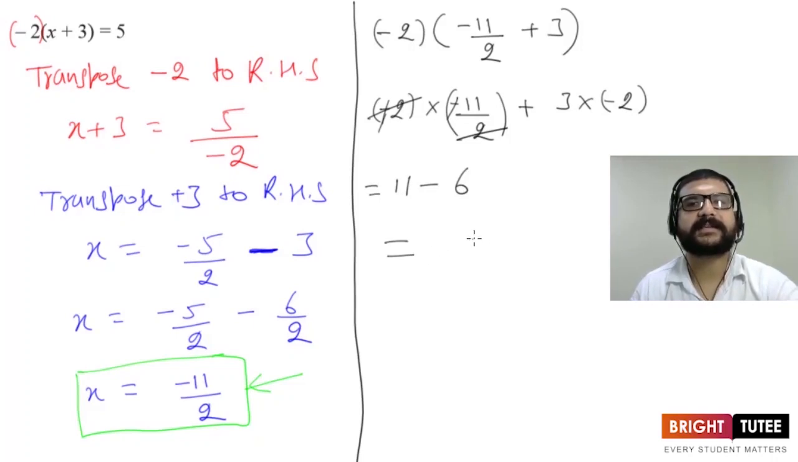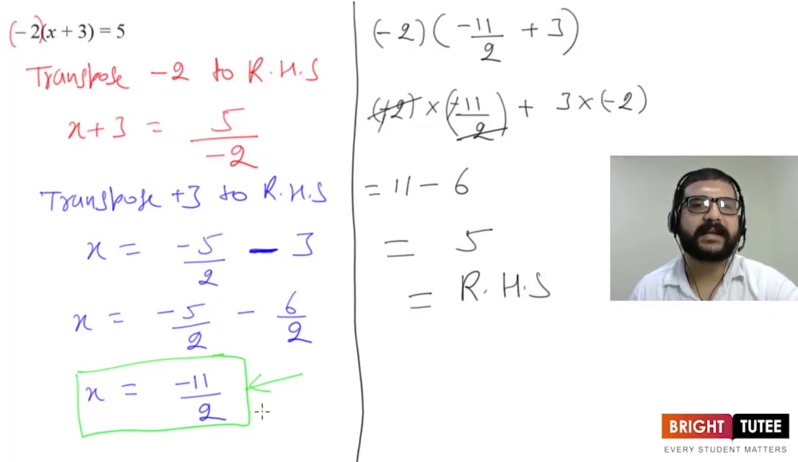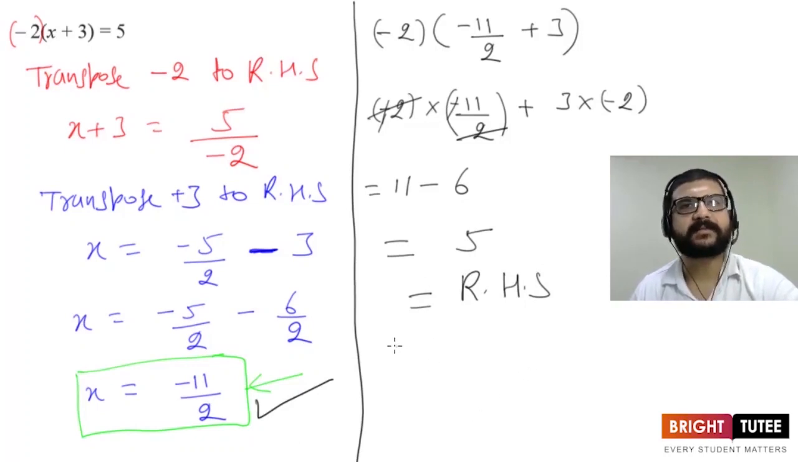Now what is 11 minus 6? Is it 5? Yes, it is 5. So this is 5 and we know RHS is also 5. So this number is equal to RHS. Hence the solution we are getting is correct. This is how we can check whether the solution is correct or not.